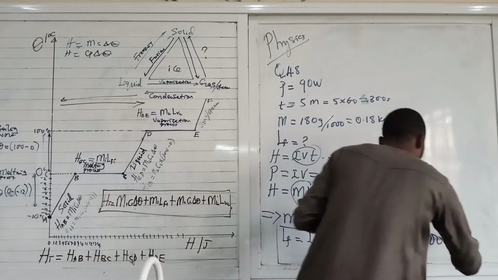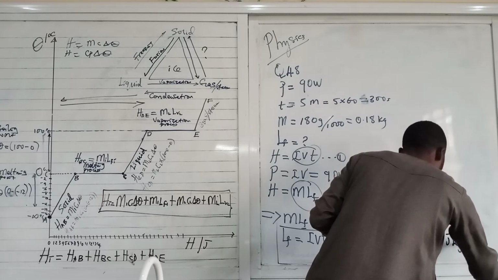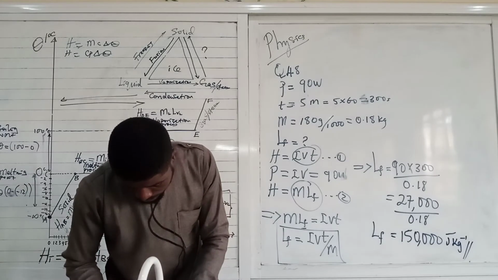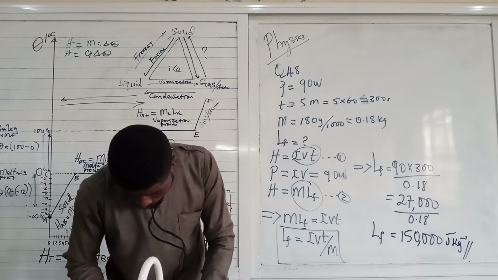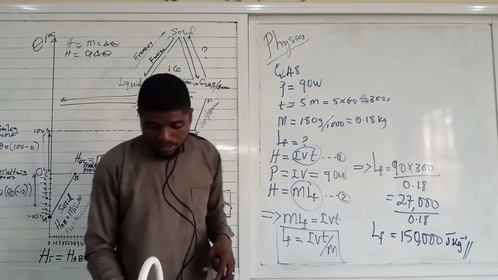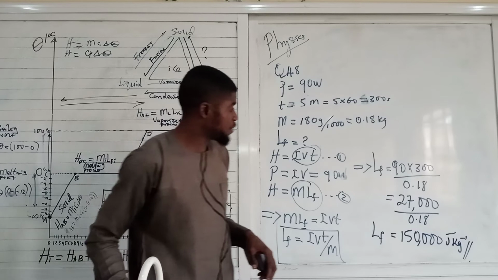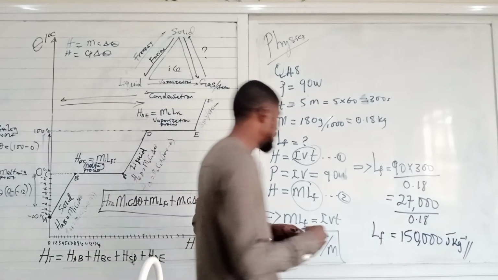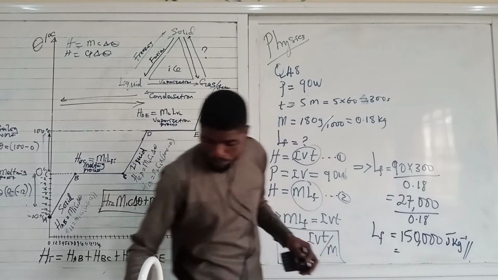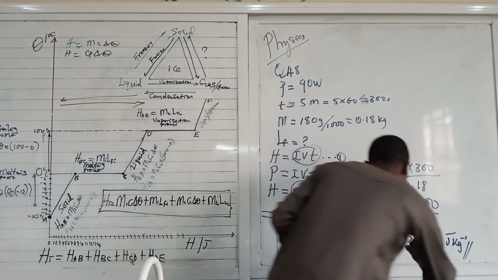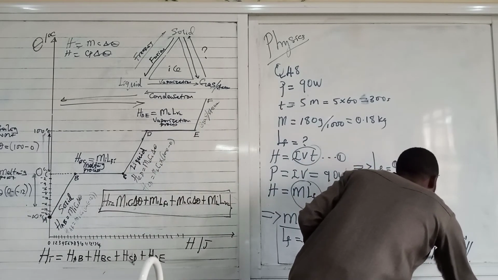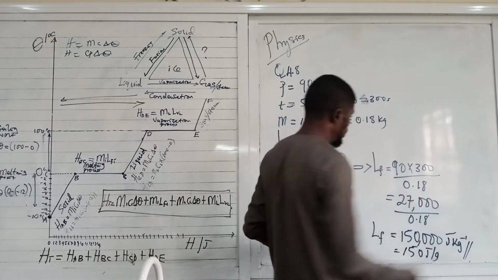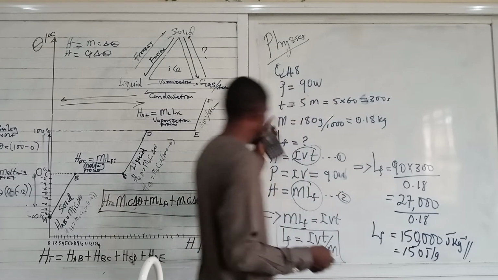And what is the answer? The answer is joule per kilogram. That is what we have. Even in the textbook, that is what we have. The textbook will have 150,000 joule per kilogram. The answer in joule per gram is 150 joule per gram. So it is this 150,000 joule per kilogram or 150 joule per gram. That is that for that.